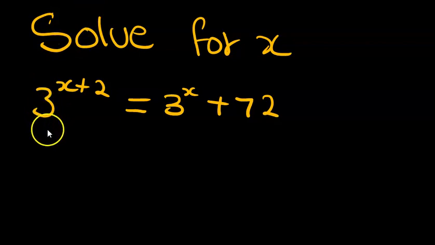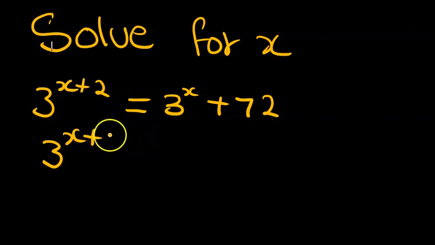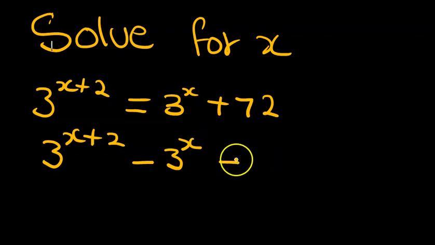Right, now we need to transpose this 3 to the power x to the left hand side, meaning we will have 3 to the power x plus 2, then this is positive, now it's gonna be negative, minus 3 to the power x is equals to 72.